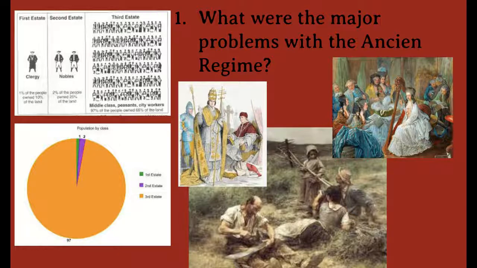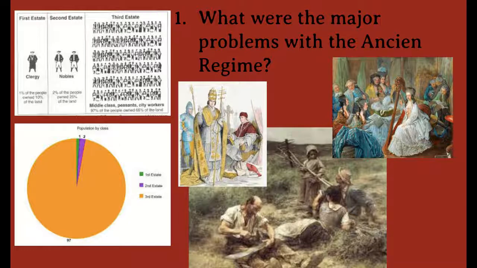The old regime of France, which lasted for about 300 years, from the 1400s through the 1700s, was headed by the king. And then beneath the king were 3 estates. The first estate made up of the clergy, the second estate made up of the nobles, and the third estate made up of everyone else.